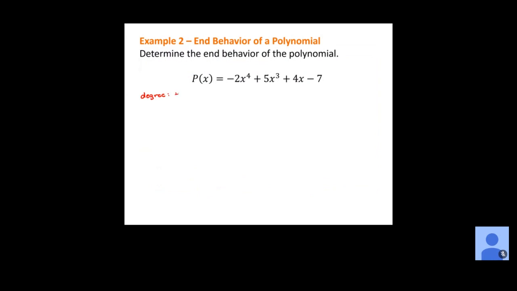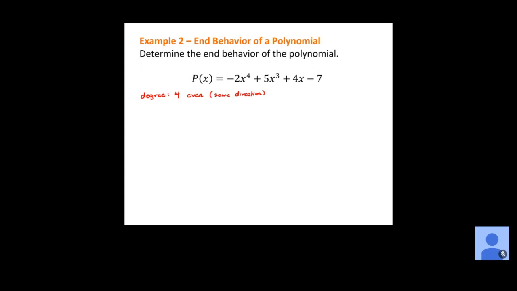4, right? Now, all we care about is whether that degree is even or odd. So do we have an even degree or an odd degree this time? This one's even. So 4 is an even number, which tells us that our ends are going to do what? Are they going in opposite directions or the same direction? Same direction, right? So anytime you have an even degree, the ends are going in the same direction. So we know they're either both going up or both going down now.